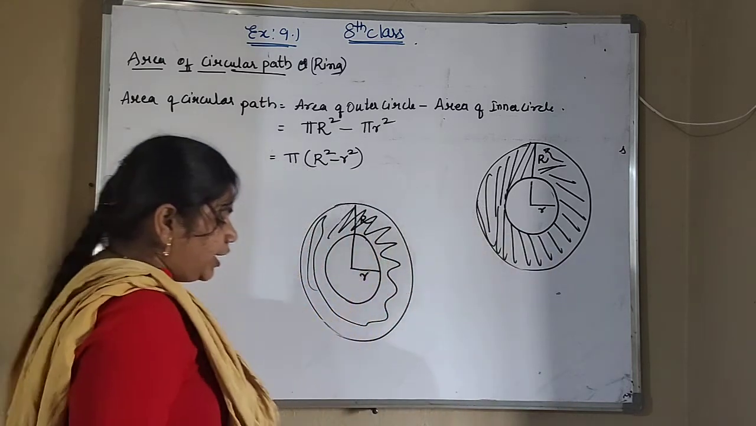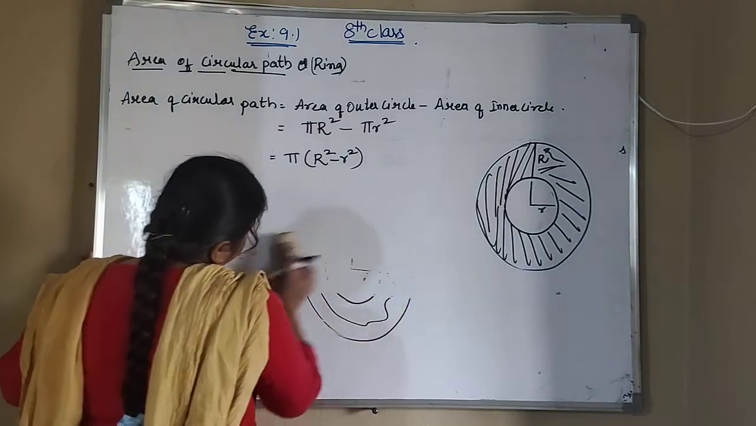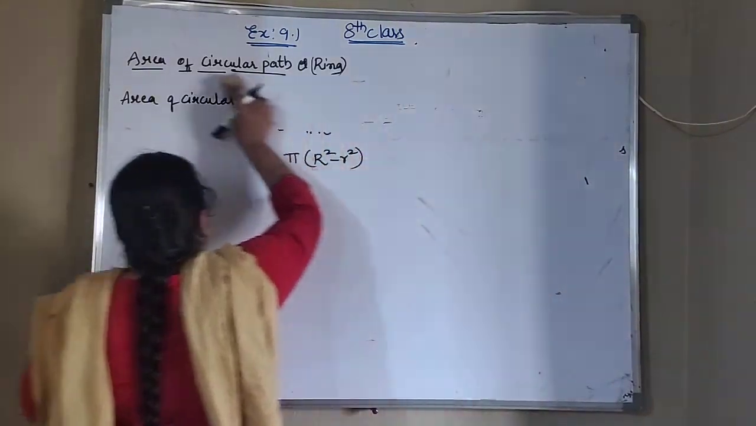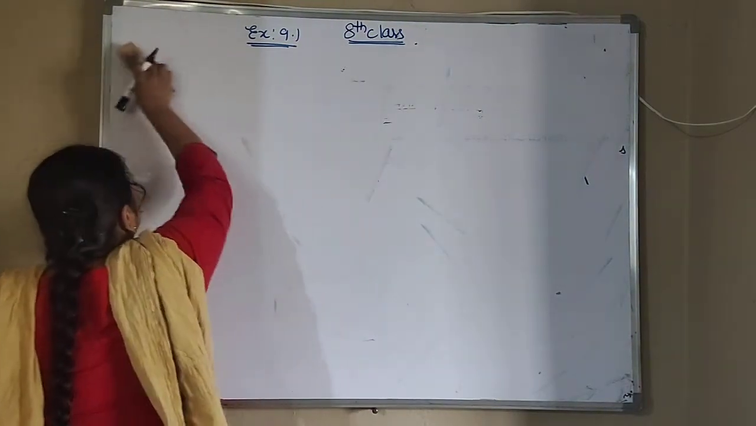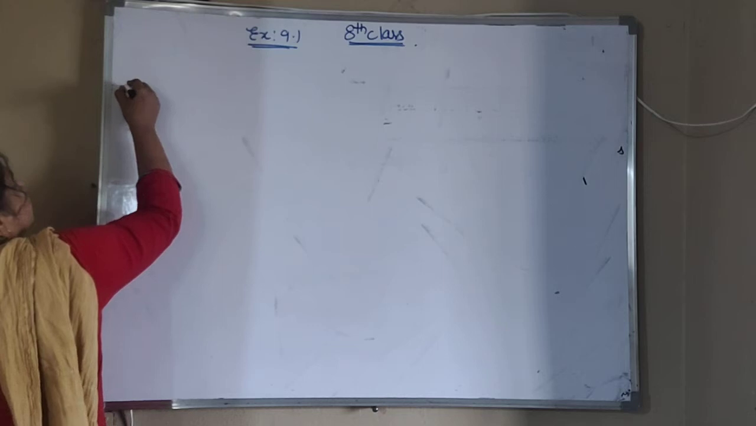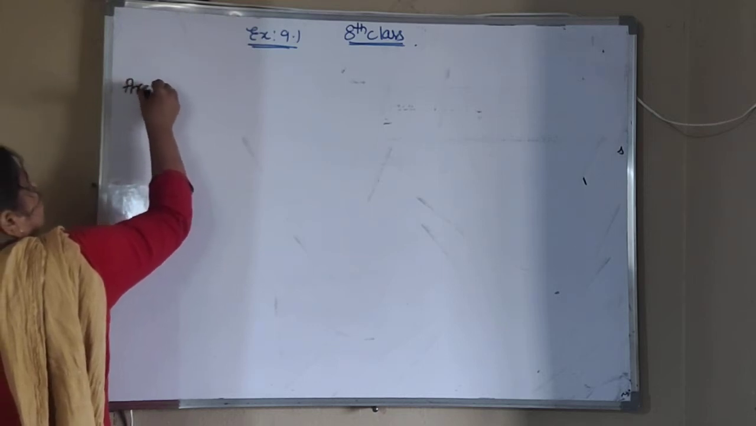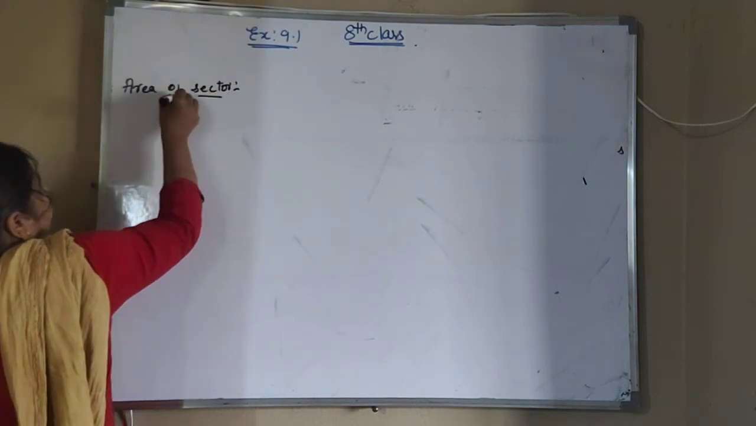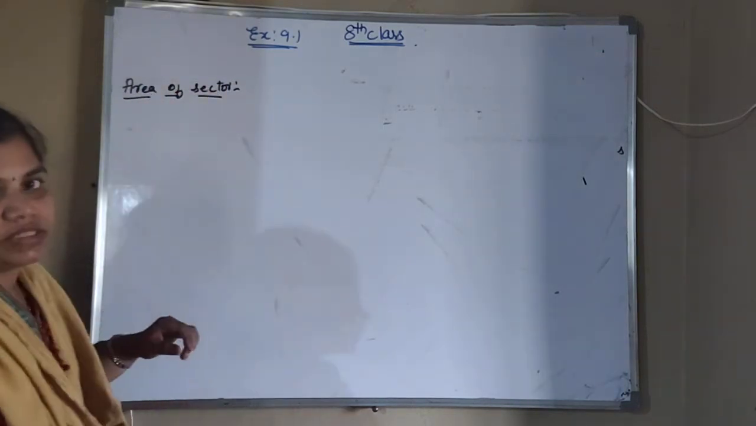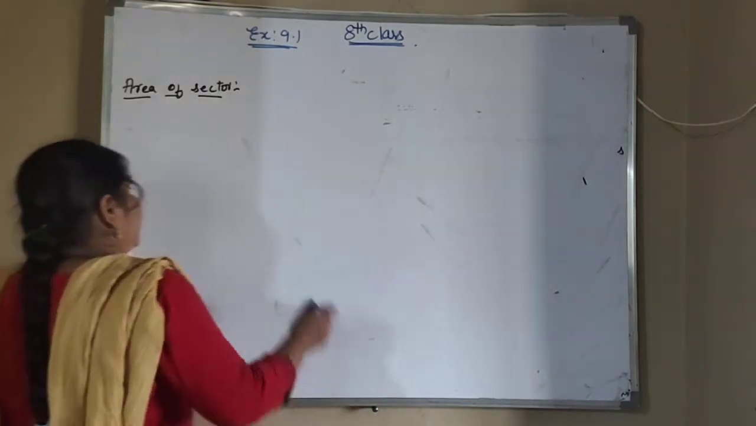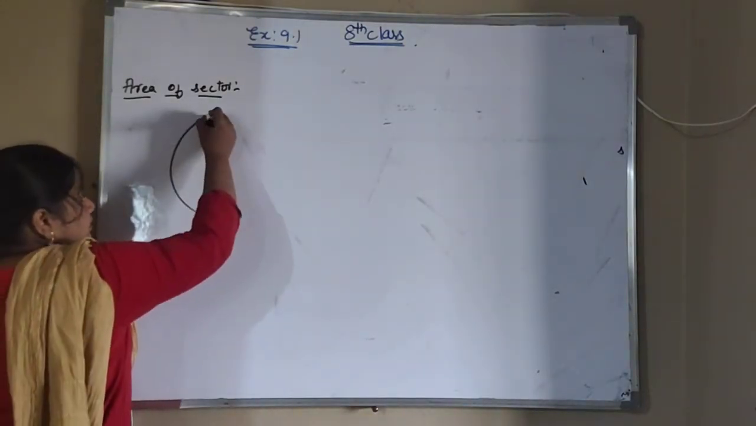Next is area of a sector. How to find the area of a sector, we will see. Already you know about sector. So what do you mean by sector? Area of sector. We have to find the area of a sector, so first we will learn what a sector is. You have already learned this in 6th and 7th classes.